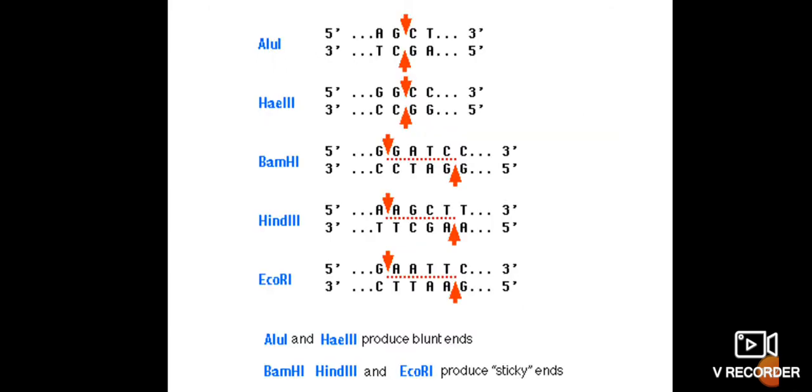Now these are a few examples of restriction enzymes. You can see these are different restriction enzymes, their recognition sites, and the regions where they cut. The first two produce blunt ends. The last three produce sticky ends. So, these are some restriction endonucleases.